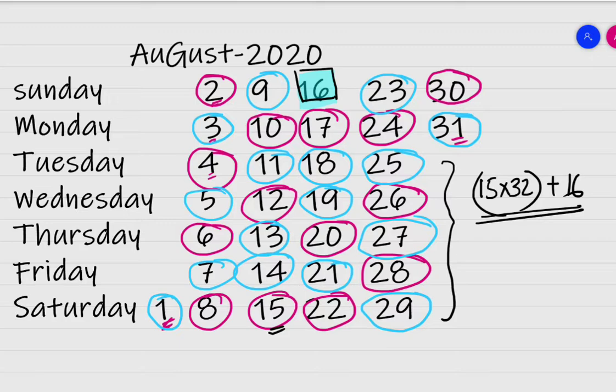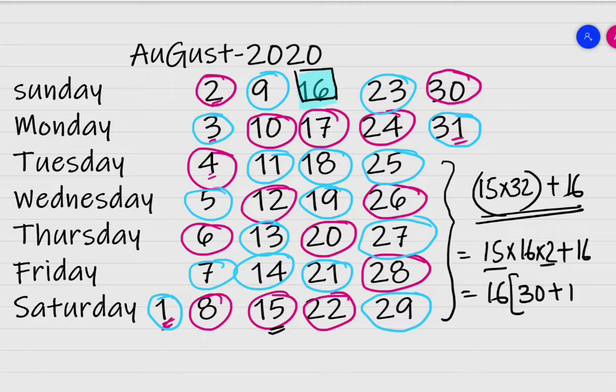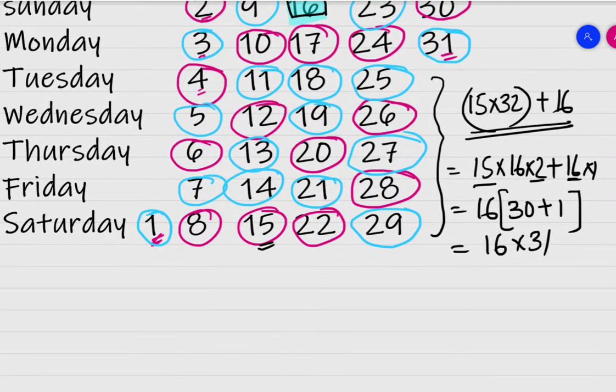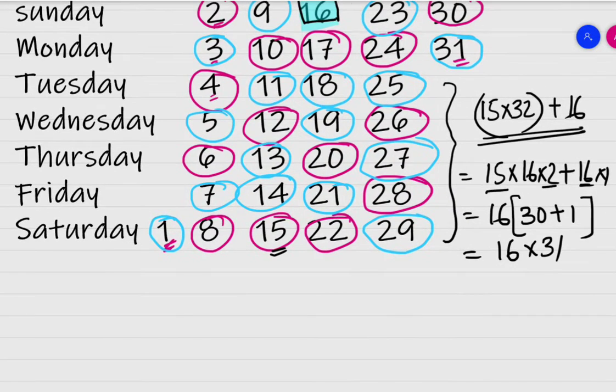Now see, children, 15 into 32 can be written as 15 into 16 into 2, plus 16. And if you take 16 outside, you will be left with 15 into 2 plus 1. See, 15 into 2 is 30, and here you have 1. So this comes to be 16 into 31. Now see how you can get the same thing done easily when you make a formula. Now here you can say that you are getting 16 into 31.